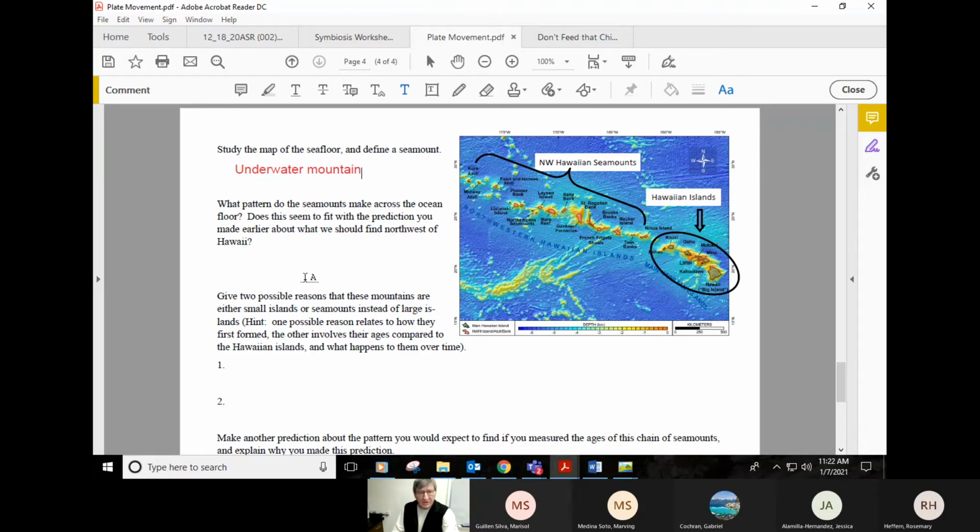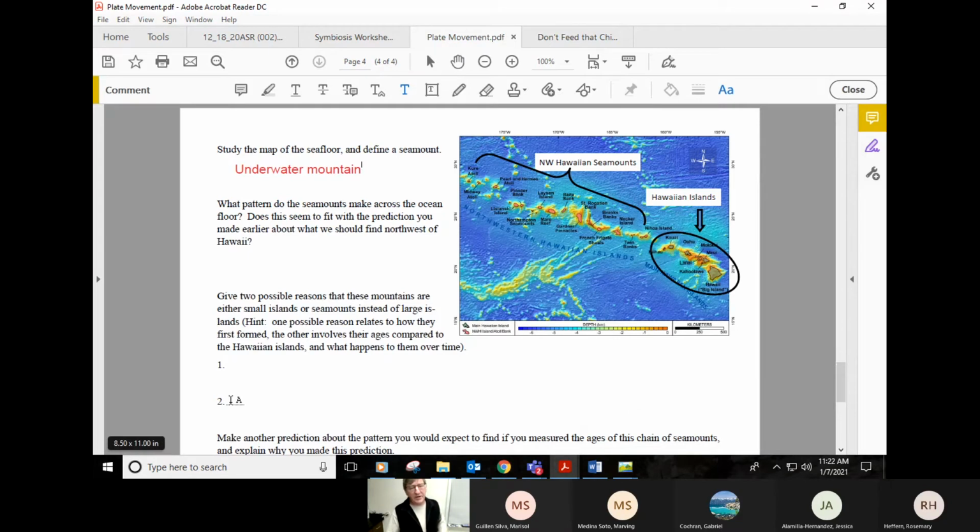What I'd like you to think about is, why are these big islands, whereas these are either small islands or they're completely underwater seamounts? There aren't any large islands out here, yet they're right in line with the Hawaiian Islands, suggesting that they're related to one another. And I want you to think of two possible reasons for this. Your first reason should relate to how they first formed. And if we think about these volcanoes going off, is it guaranteed that every volcano is going to build up to be tall enough to break through the surface of the ocean? That's one thing to think about.